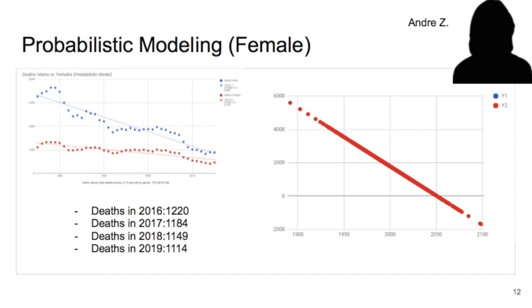For the females ranging from ages 13 to 19, for 2016, we got 1,220 deaths. 2017, we got 1,184. 2018, we got 1,149. And 2019, we got 1,114. So as you can see, it's barely anything. It's about more or less 40 deaths that are getting minimized per year. But there aren't as many female drivers as there are male drivers.